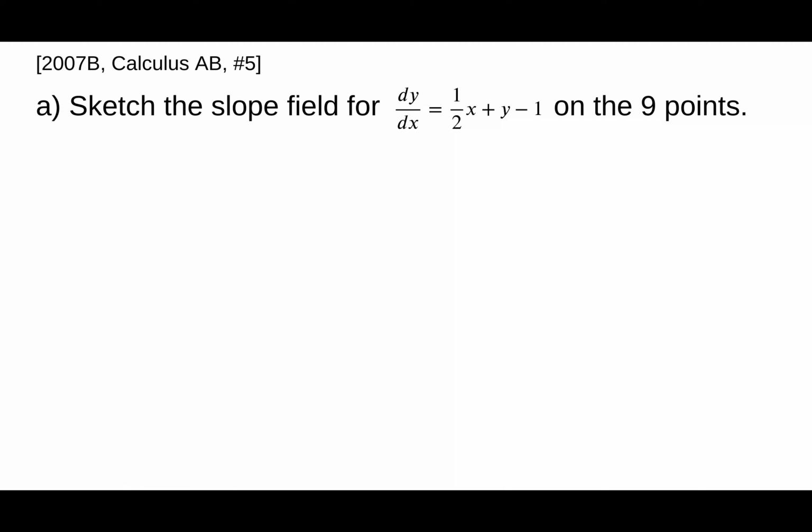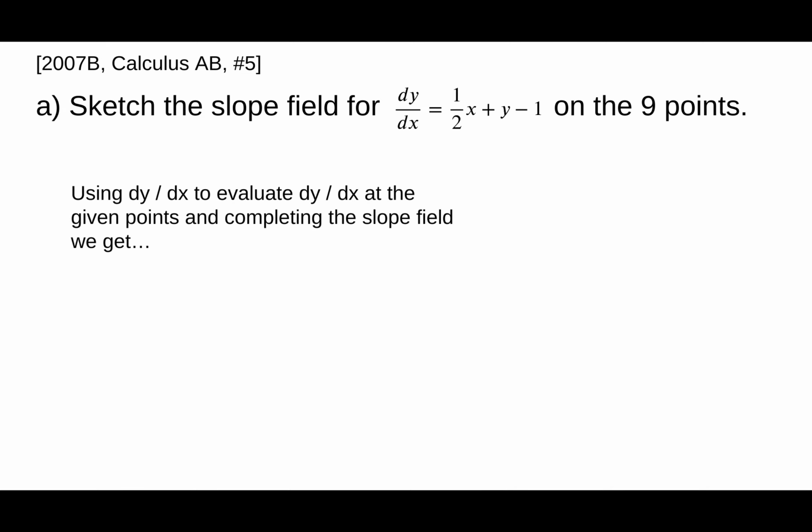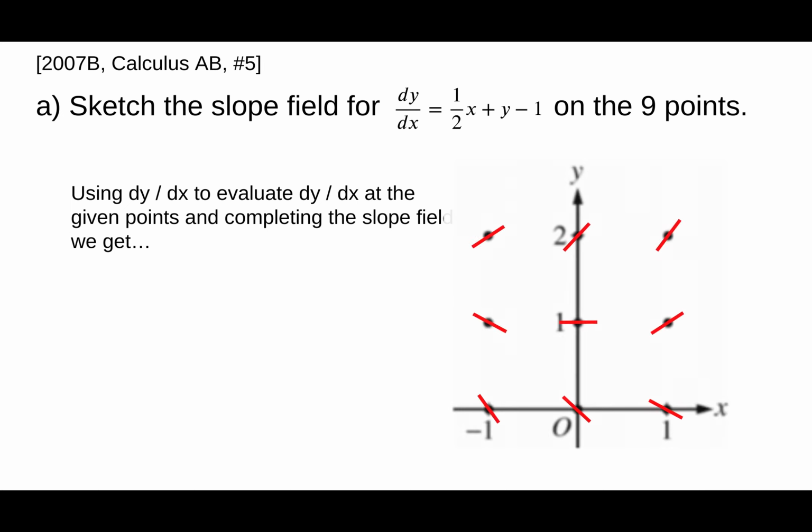For part A of this question, we are asked to sketch the slope field for the differential equation dy/dx equals 1/2 x plus y minus 1. We are given a graph with 9 points on it, so to fill in the slope field, we're just going to take the coordinates of the 9 points, evaluate dy/dx using that coordinate, and then sketch a tiny little line segment that has that approximate slope. When we do that, we get a slope field that looks like this.